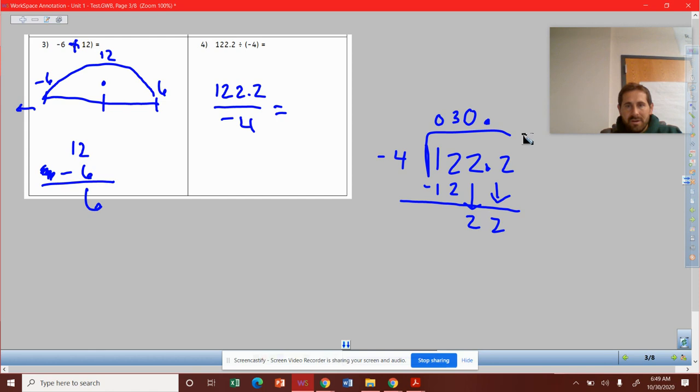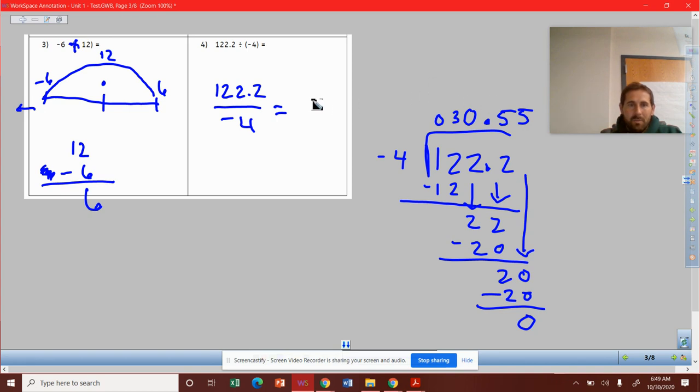How many 4s go into 22? So 5. 4 times 5 is 20. So we get 20. We bring down a 0. How many 4s go into 20? Again, that's 5. So we end up at just 0. So we've got to remember a positive divided by a negative is a negative. So the final answer is -30.55.